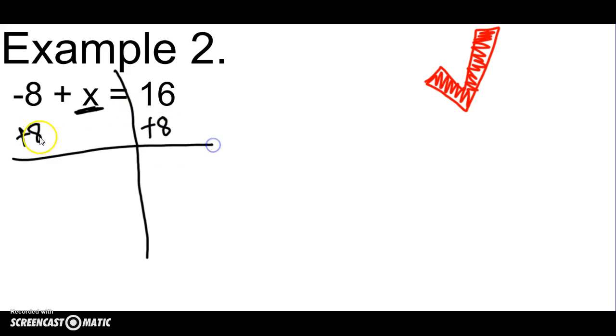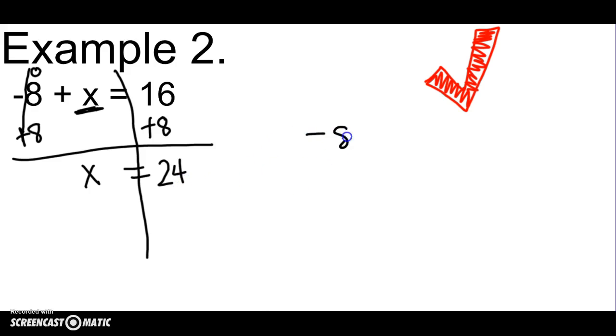When I do that, negative 8 plus 8 cancels out to equal 0, and I'm just left with x on the left-hand side. And then 16 plus 8 is 24. But I still have to check my answers.